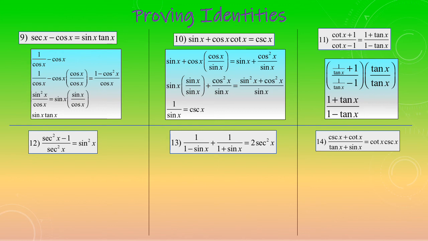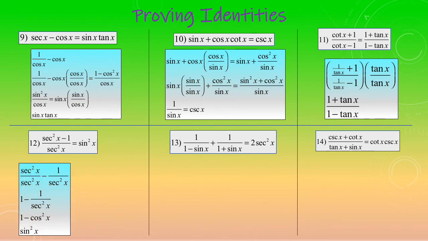And to eliminate a complex fraction, we will multiply both top and bottom by the LCD. So we will multiply by tangent of x over tangent of x. And when we multiply out, guess what? We are left with 1 plus tangent of x over 1 minus tangent of x. Exactly what we were trying to prove.